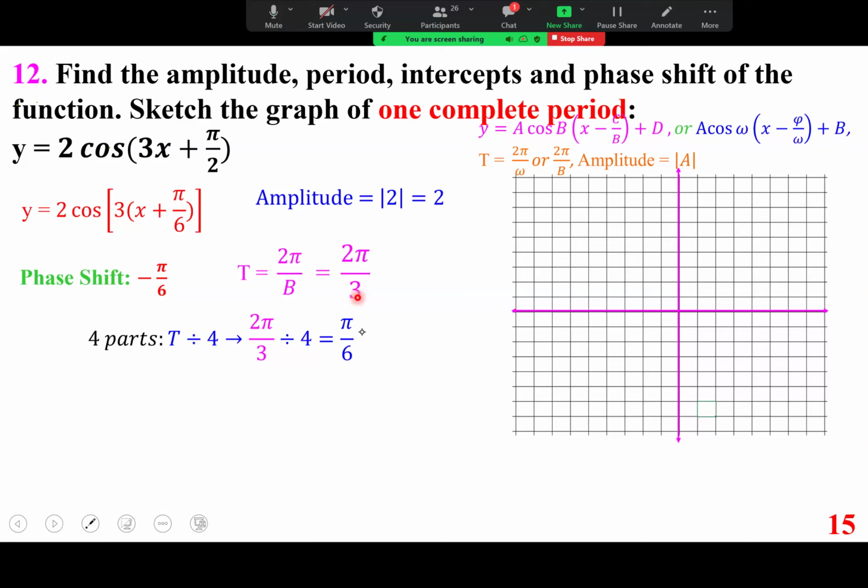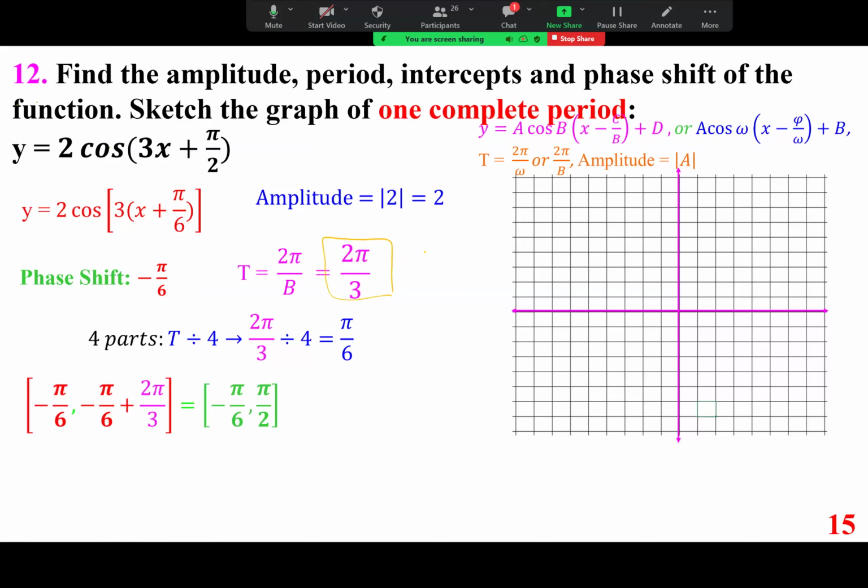So the period is 2 pi over 3. Normally we go from 0 to 2 pi over 3. However, we have to shift it to the left. I want to make sure we understand what happens here.